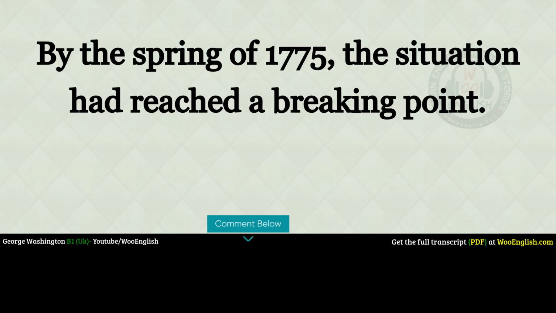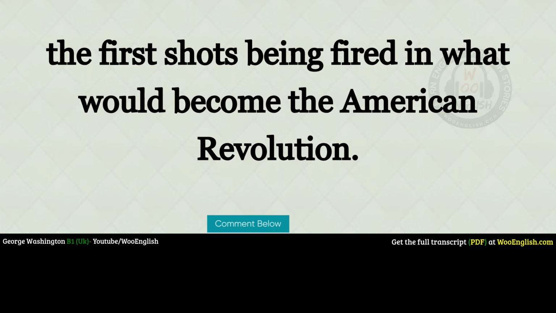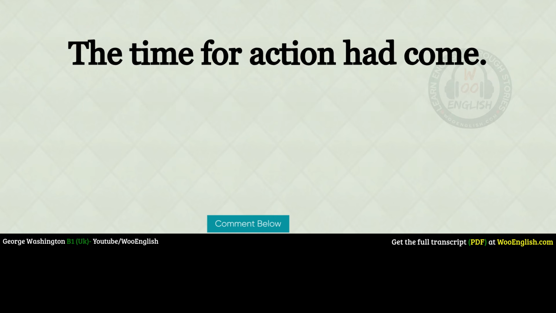By the spring of 1775, the situation had reached a breaking point. In April, British troops marched on the towns of Lexington and Concord in Massachusetts, leading to the first shots being fired in what would become the American Revolution. The news spread like wildfire, and the colonies were electrified. The time for action had come.